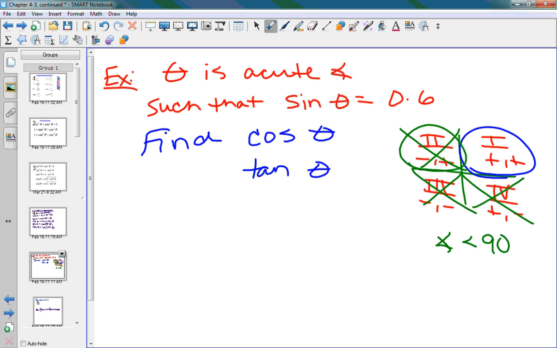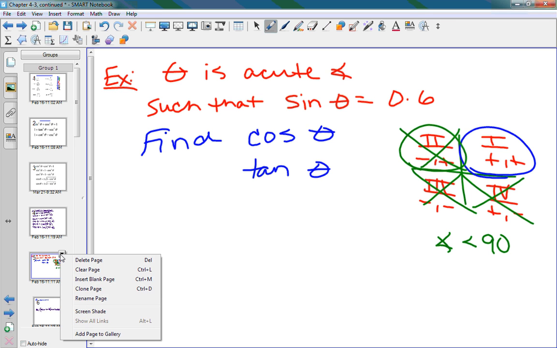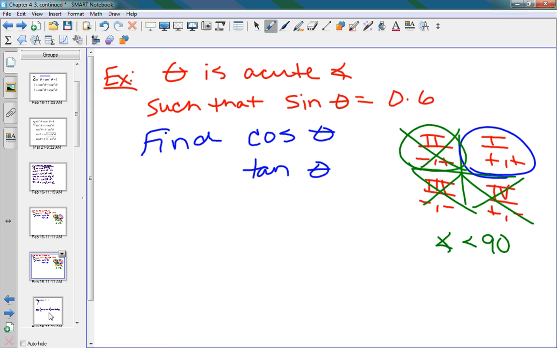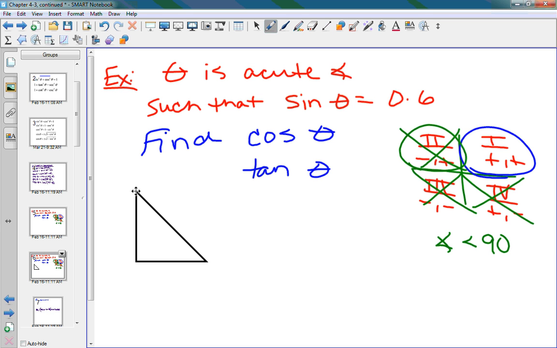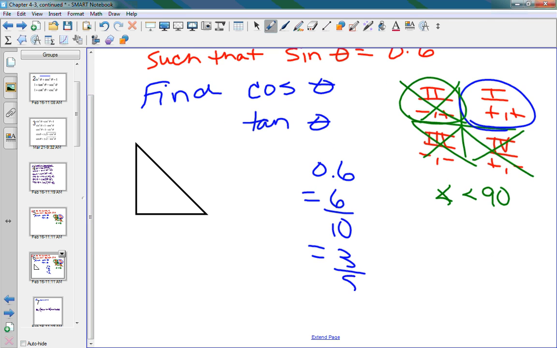Now, I need to find cosine and tangent. I am given that the sine is going to be equal to 0.6. I can do this by a triangle, and more importantly, let's show that real fast so that you can see that. If I draw my triangle here, I have 0.6. How do I make that into a fraction? That's 6/10, right? What's 6/10 reduced down to? That reduces down to 3/5. This is going to be the sine.